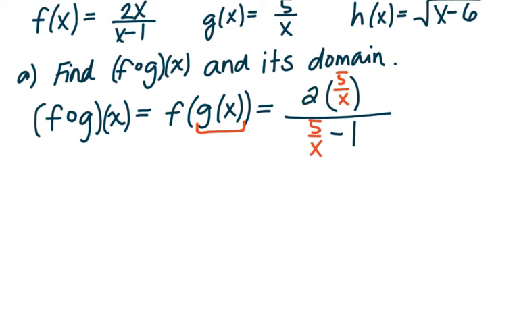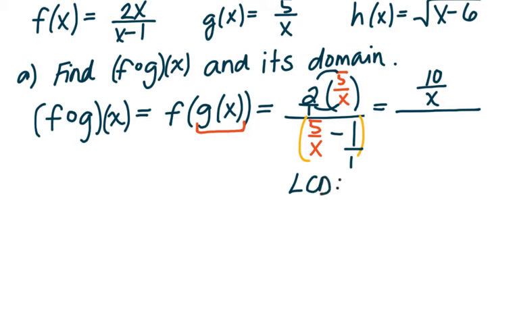So now we just need to do the cleanup algebra, allowing us to simplify. In the numerator, we're just going to multiply. This is 2 over 1 times 5 over x, so that's just going to be 10 divided by x. Remember, when we multiply fractions, we just multiply the numerators and then multiply the denominators. But down here in the denominator, I have 5 over x minus 1. So I need to subtract fractions, which means I need to get a common denominator, or a least common denominator, an LCD, between x and 1. So my common denominator is going to be x.